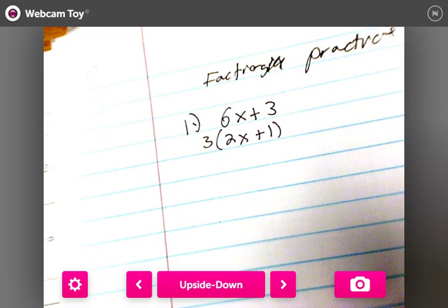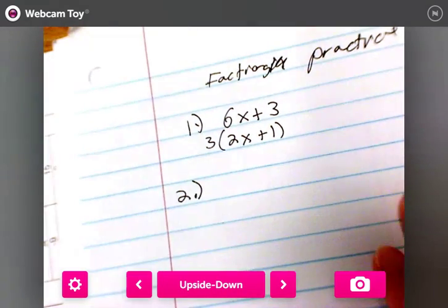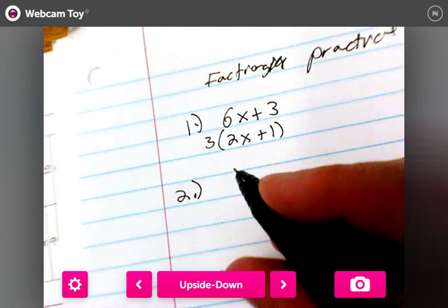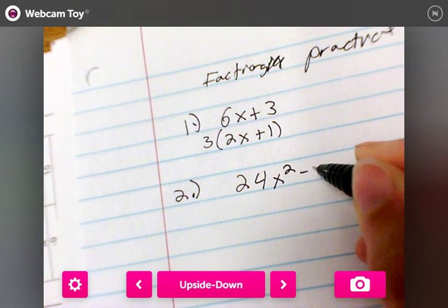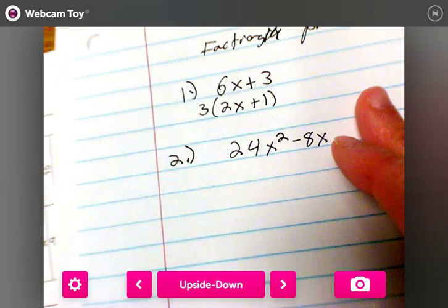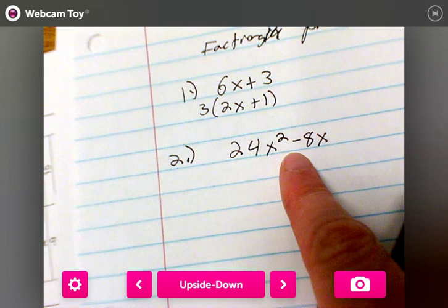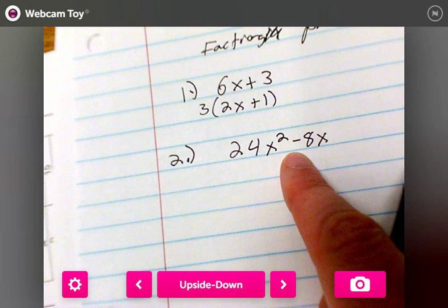All right, let's talk about number 2. Number 2, we've got 24x squared minus 8x. So we're going to take out what 24 and 8 have in common. So the first thing I notice is that they're both even. So I know 2 will come out of there. So I know 4 will come out. Well, anything bigger than 4.